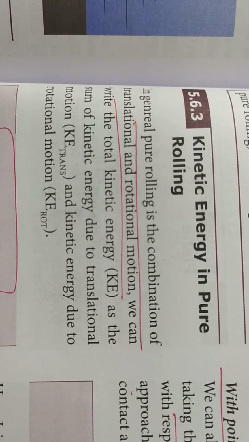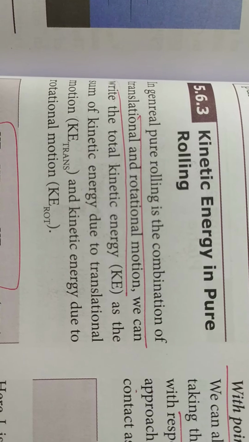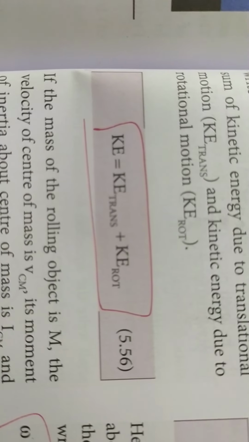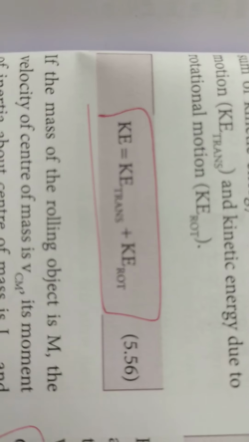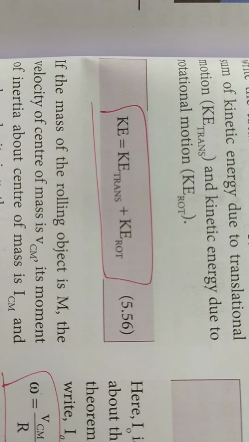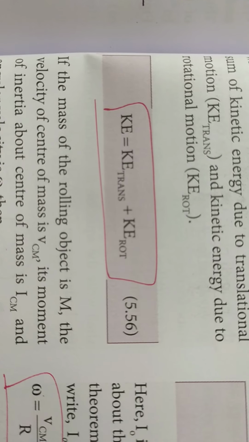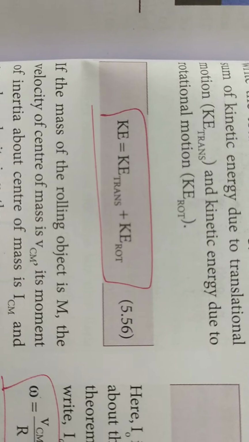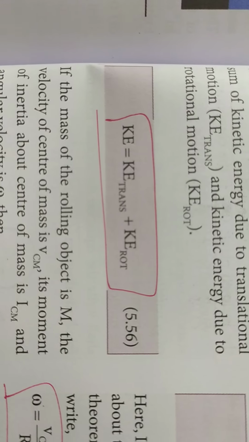So you take a wheel that is rolling on a road, and you have to find its kinetic energy. Here the kinetic energy is a combination of two: kinetic energy due to translational motion plus kinetic energy due to rotational motion. Because the wheel is moving in a straight line path, that is translation, and it is also rotating. So it is a combination of two kinetic energies.